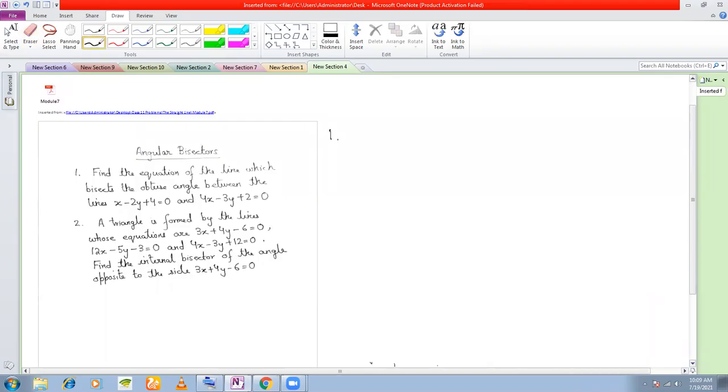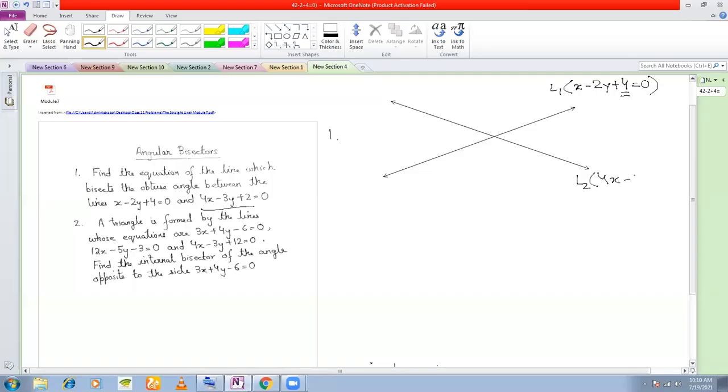Question number 1. Find the equation of the line which bisects the obtuse angle between these two lines. Let us draw the lines. Let us say these two are the lines. Let us call this line L1. The first equation given to you here is x minus 2y plus 4 is equal to 0. See that C here is already positive, so we don't need to do anything. L2: the equation of this line is 4x minus 3y plus 2 is equal to 0. Again, C is positive here, so we don't need to do anything. We can take the equation in the original form only.